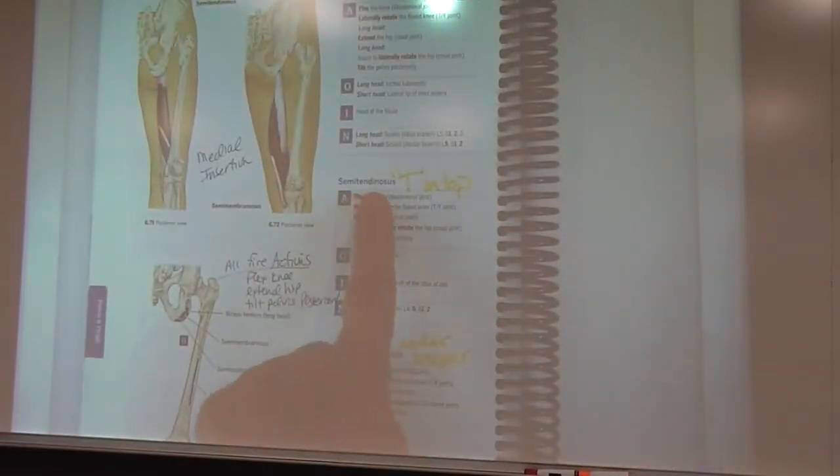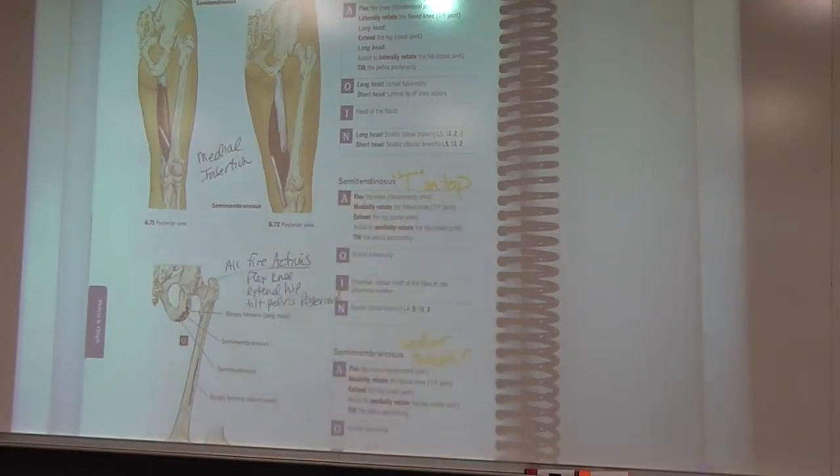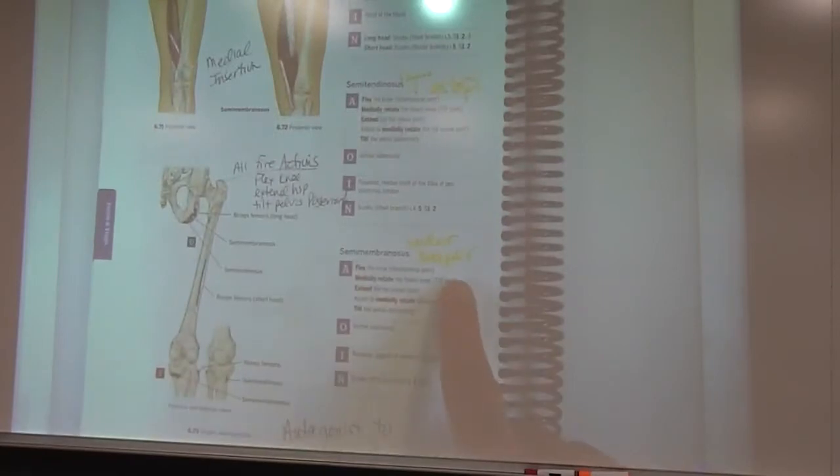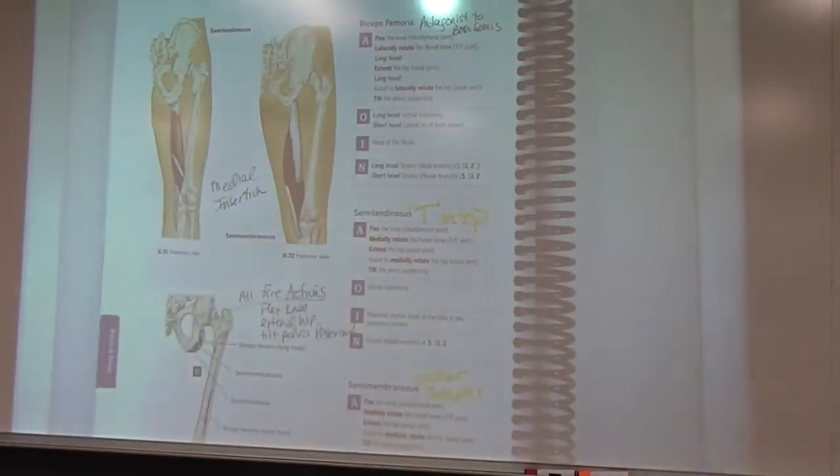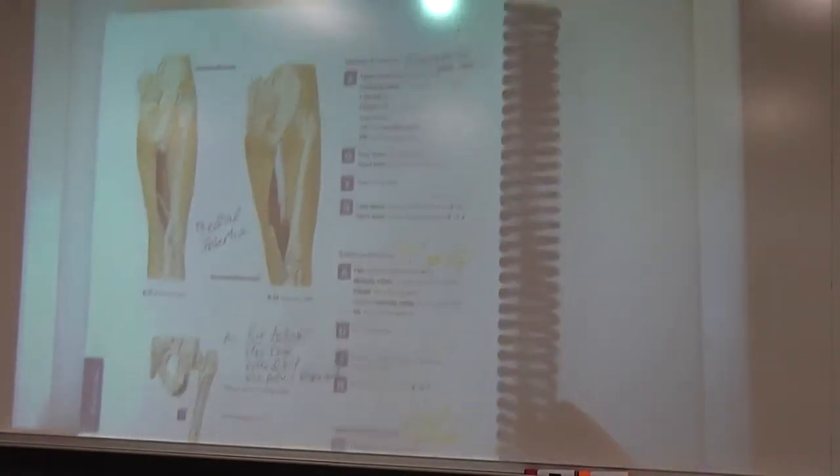Semitendinosus has a T, so it's on top. It's also a little thinner or skinnier. Semimembranosus is a little wider and it's deep. So that might help keep track of who lays on top of whom in this particular picture.